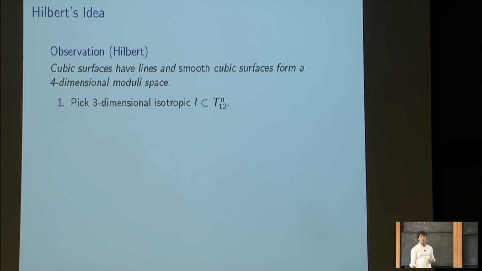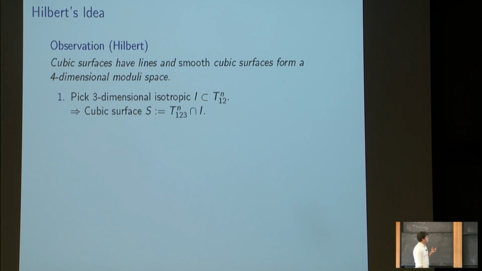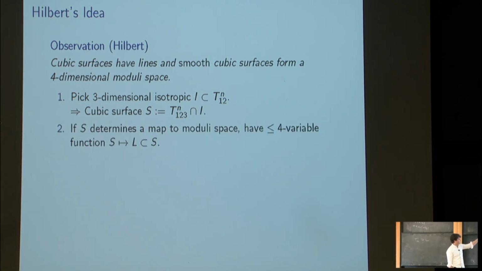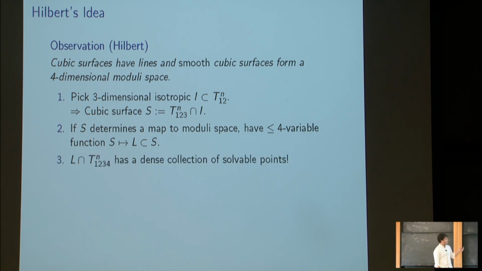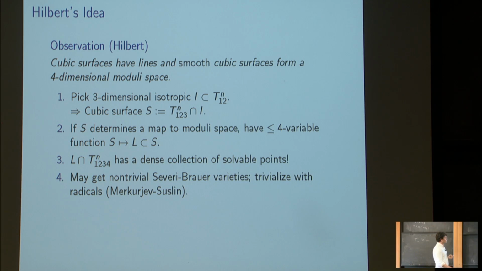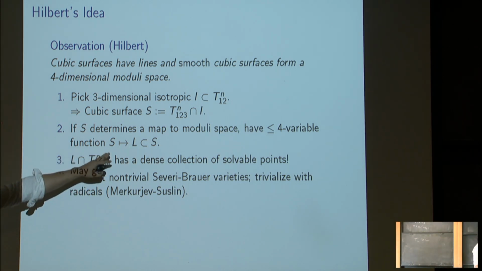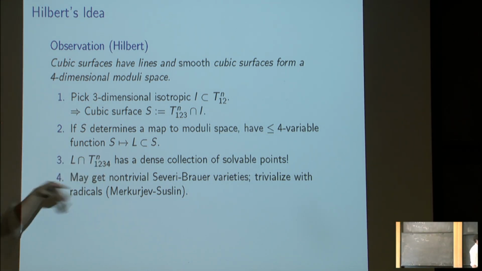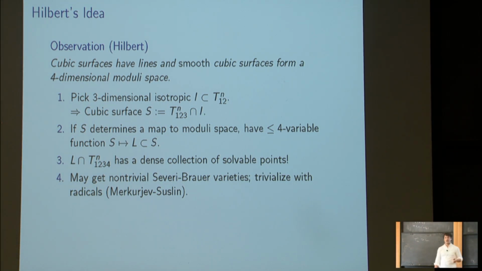You're not going to have a 3-dimensional isotropic unless your quadric is at least a 6-fold. But once you've got that, you can get a cubic surface just by intersecting with the next one. If your cubic surface determines a map to moduli space, now you have a 4-variable function that allows you to pick a line. Then you intersect that with the next one. Now you're solving a quartic polynomial in one variable. That's solved in radicals. And it's worth commenting, there's actually some issues where you have to check that your line is not twisted. And so that's another gap in Hilbert's.